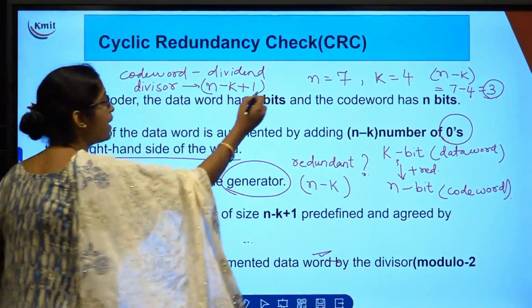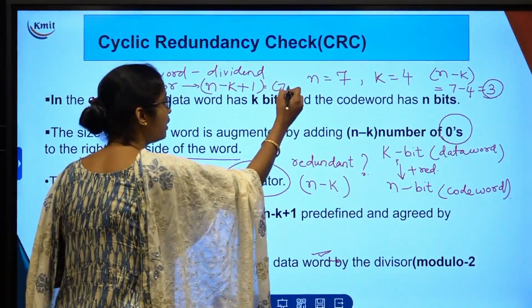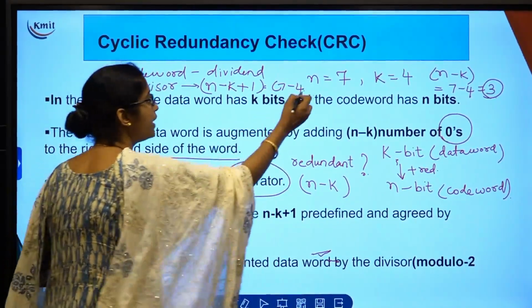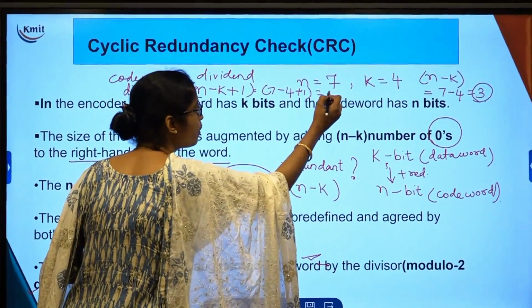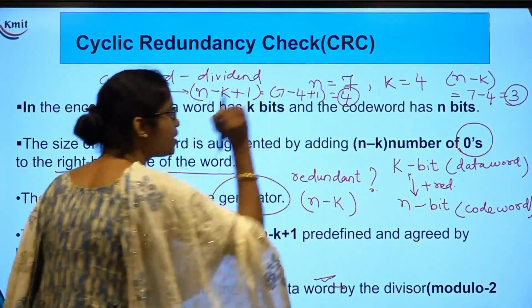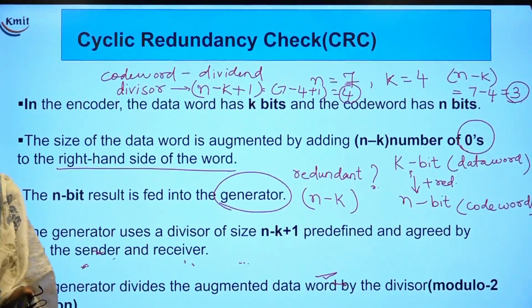Okay. So now if I have a 7-bit code word and a 4-bit data word, that is 7 minus 4 plus 1, which will give me 4. So what is the size of the divisor? The size of the divisor is 4.